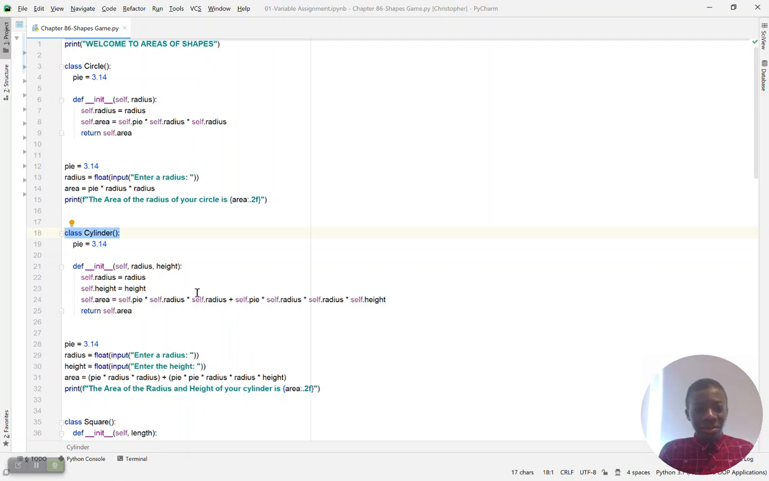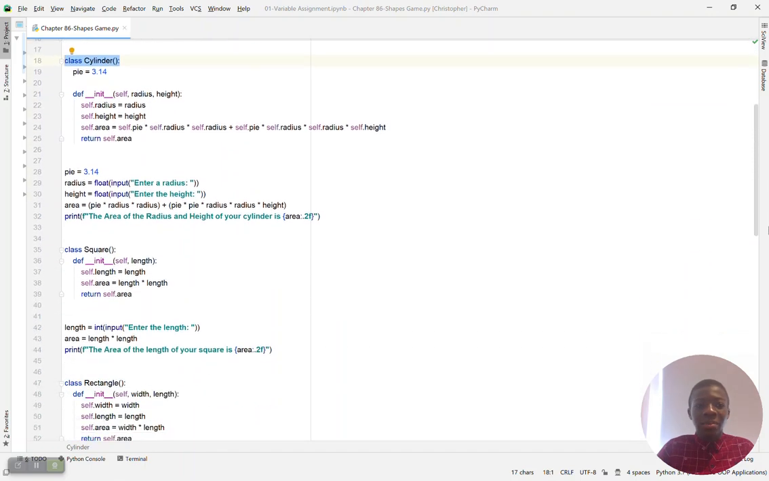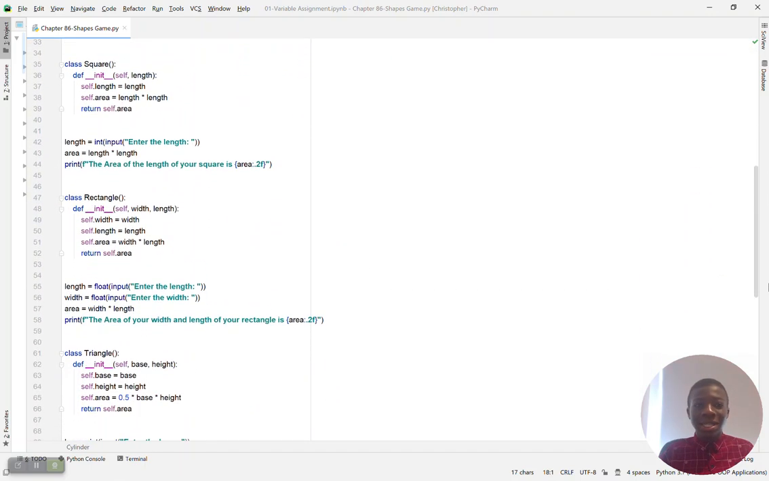Self.pi times radius, that's pi r squared, plus pi r squared h. Or you can simply factorize it by saying pi r squared (1 plus h). You can simply put it like that. So the area of the radius and height of the cylinder is that. The square is a whole lot easier. We're going into the basic shapes where it's a whole lot easier.